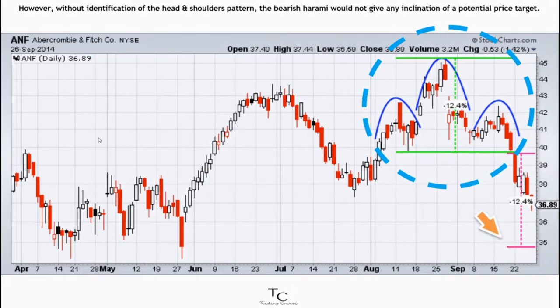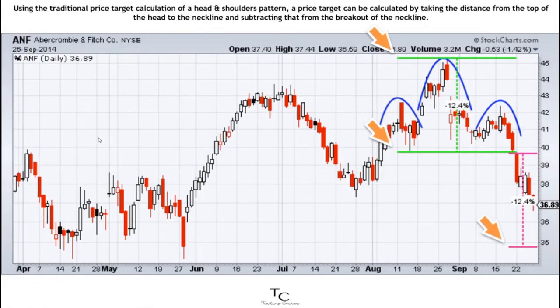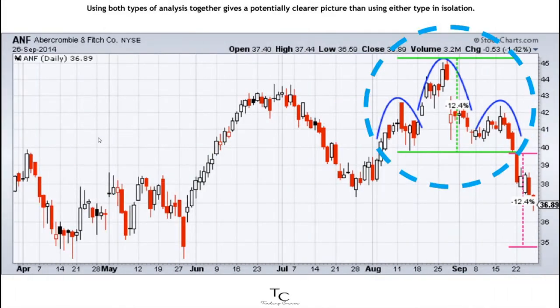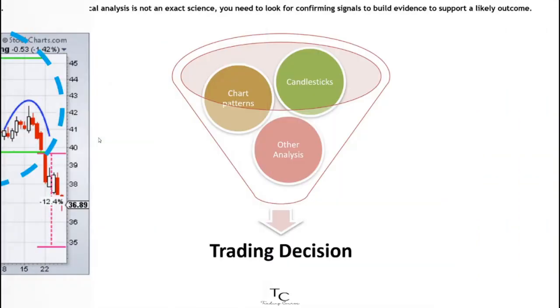price target. Using the traditional price target calculation of a head and shoulders pattern, a price target can be calculated by taking the distance from the top of the head to the neckline and subtracting that from the breakout of the neckline. Using both types of analysis together gives a potentially clearer picture than using either type in isolation.